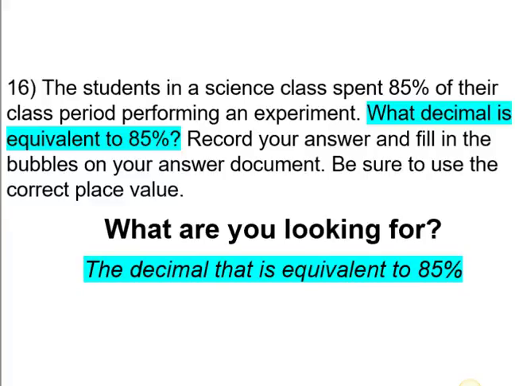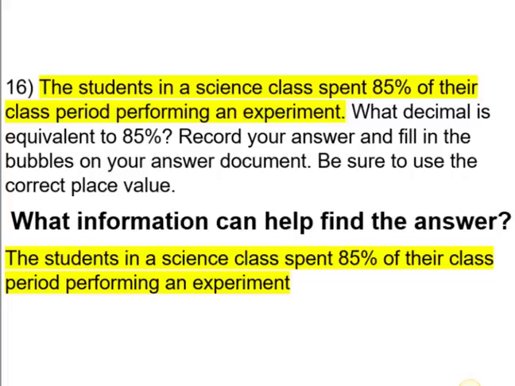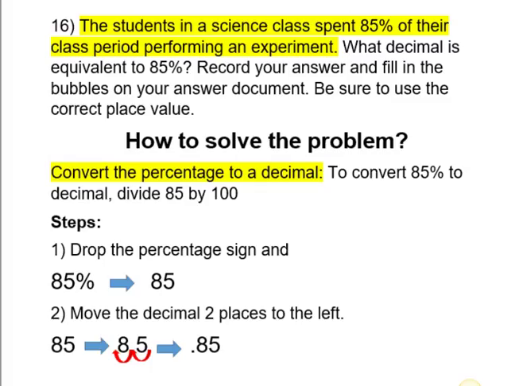What information can help us find the answer? That the students in a science class spent 85% of their class period performing an experiment. Okay, so how do we solve this problem? Well, number one, we need to drop the percentage sign from the 85, and also we need to move the decimal place 2 places to the left, okay? In order to convert from a percent to a decimal, you drop the percentage sign and you move the decimal 2 places to the left. So our correct answer would be 0.85.